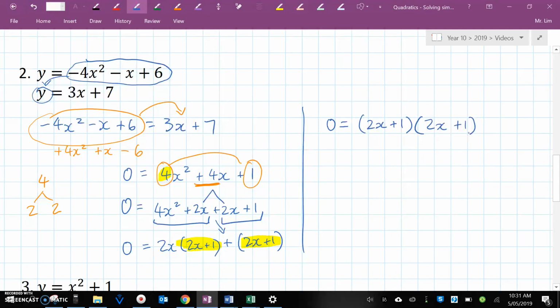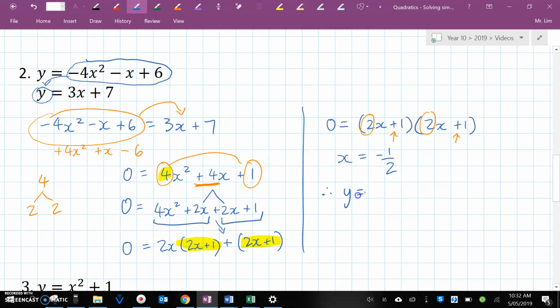Now you'll notice that both of them are the same, which means there is only one answer for x, one solution for x. And x is therefore equal to minus 1 over 2. Negative sign over the coefficient. Okay, negative sign over the coefficient is just the same answer. Because there is only one solution for x, there will be only one solution for y.